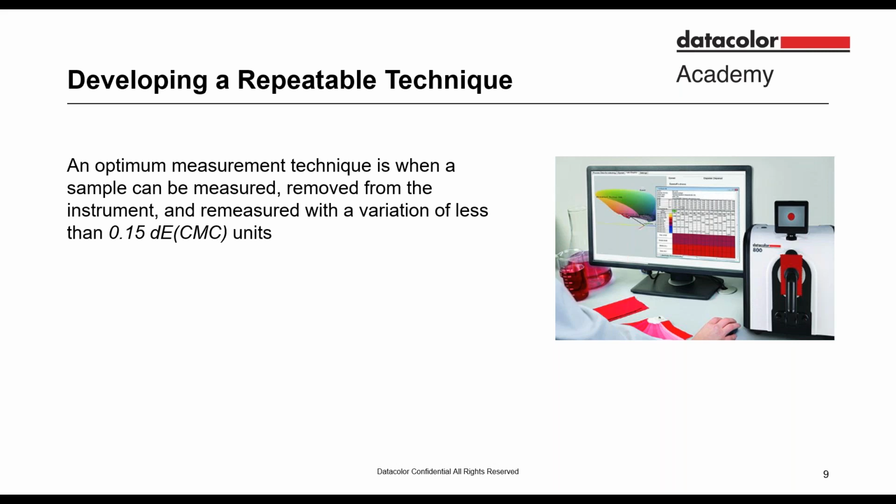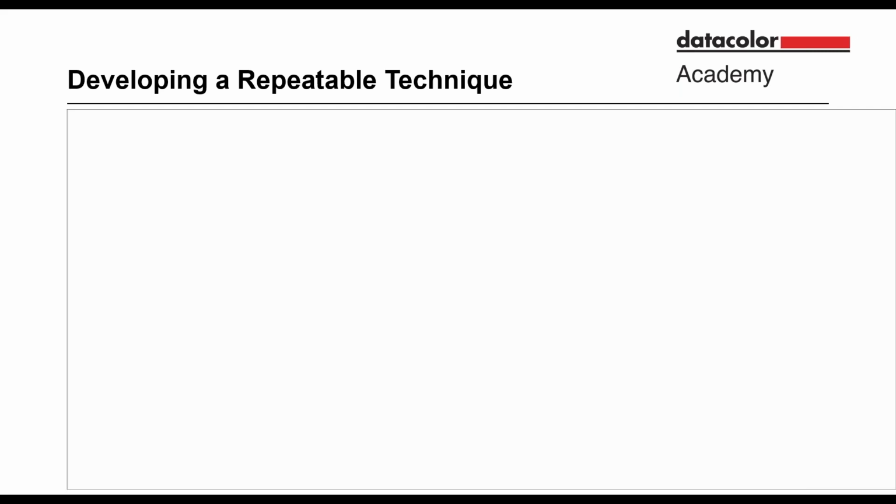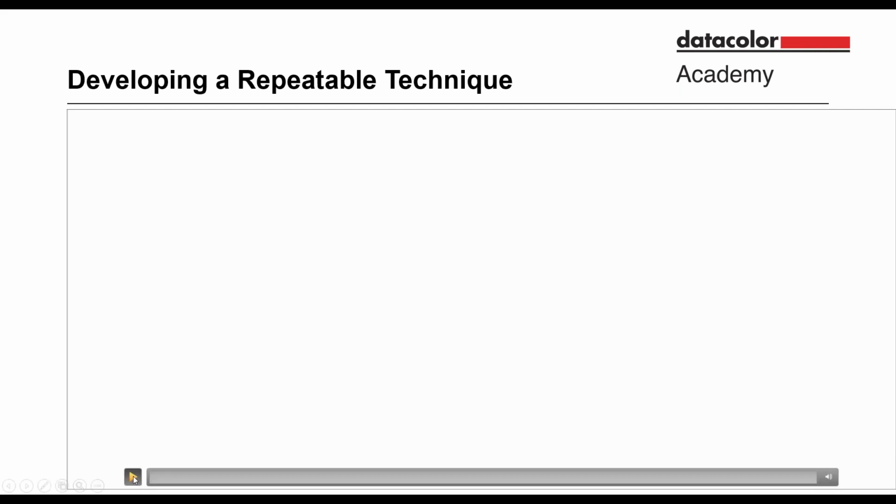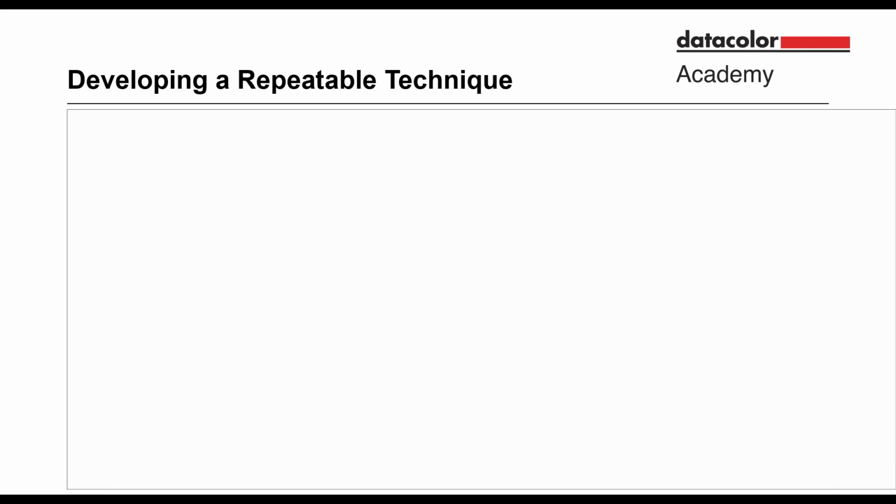So the best way to develop an optimum measurement technique is when the sample can be measured, removed from the instrument and remeasured with a variation of less than 0.15 delta E CMC units. The number of measurements will depend, as I said earlier, on the material we are measuring. The following video shows a way to capture variations in measuring a sample multiple times.